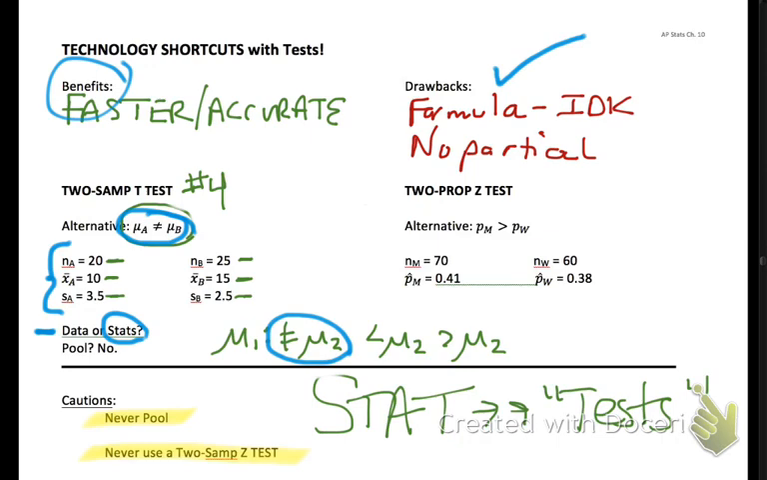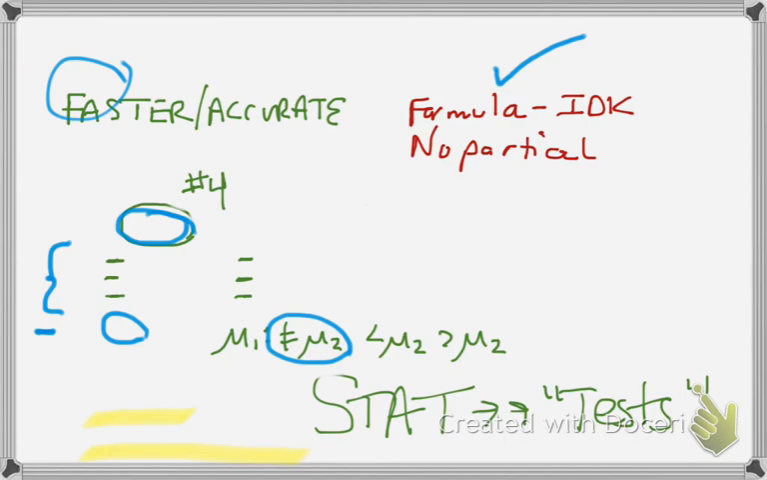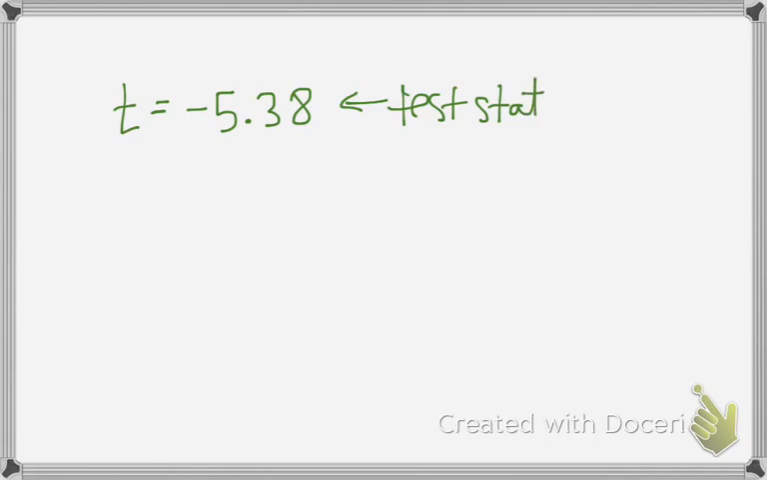So we hit calculate, and we get this information. Maybe I'll put it over here. We get, oh, that's kind of inconvenient, isn't it? We get this information. We get t equals negative 5.38. That is our test statistic, test stat. That is what we would calculate if we did the whole x bar 1 minus x bar 2 divided by the square root of that massive thing we had on the previous page. That's the answer we would get.